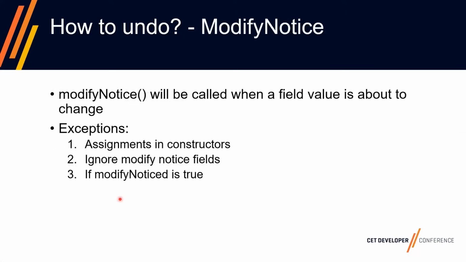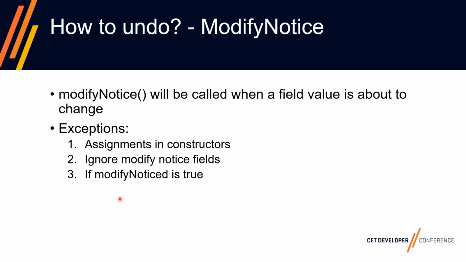Okay, modify notice. You often see this modify notice in the code. Modify notice will be called when a field's value is about to change, and it does not include assignments in a constructor. So let's say you put in a snapper and you put a default value in the constructor, say that it comes with a height, it will not be recorded into the modify notice.